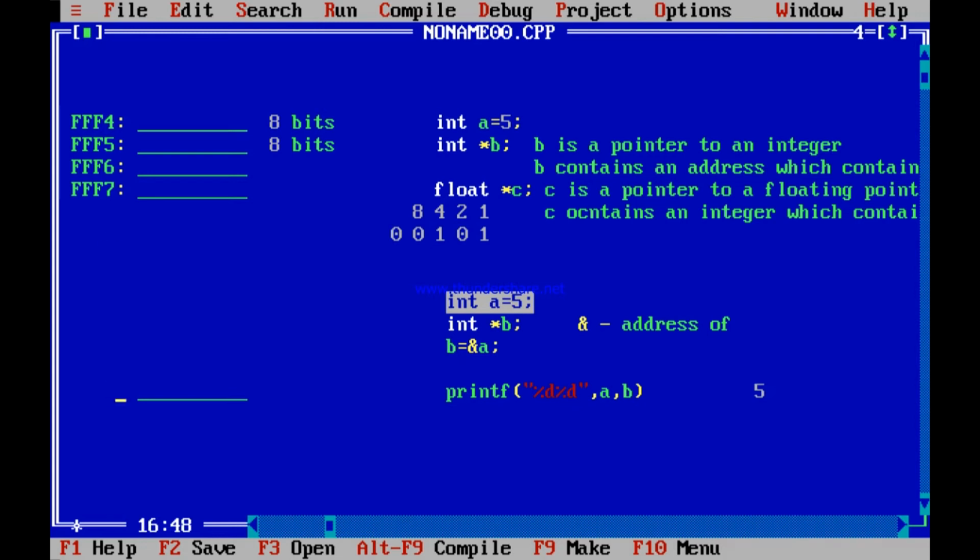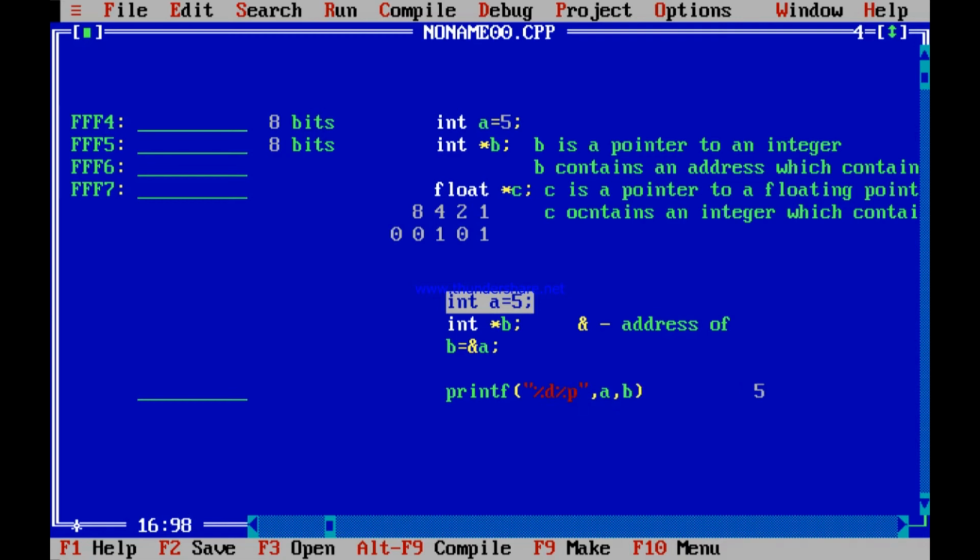But one problem is there. You are printing B as a decimal number. That is not allowed. B is not a decimal number. B is a pointer. B is an address. Like a float, you cannot print by %d. You have to print by %f. So similarly, B is a pointer variable, you cannot print it as %d. What do you have to print it with? %p.